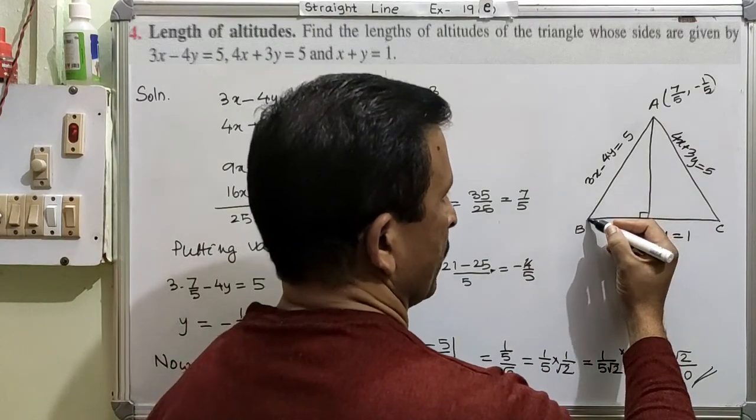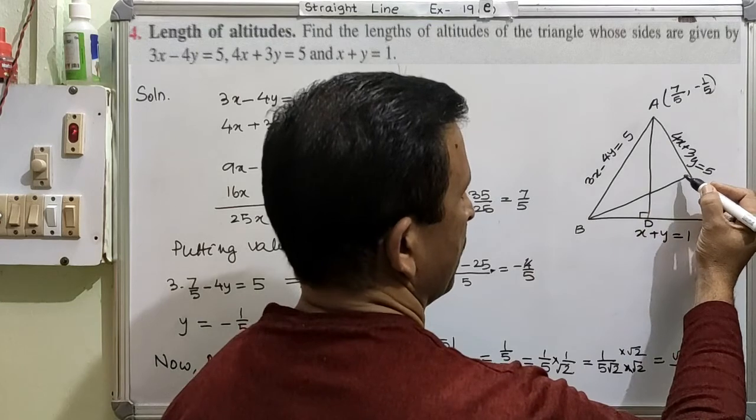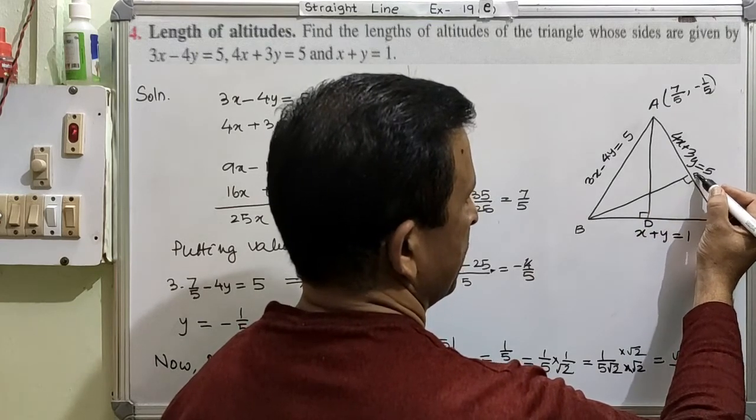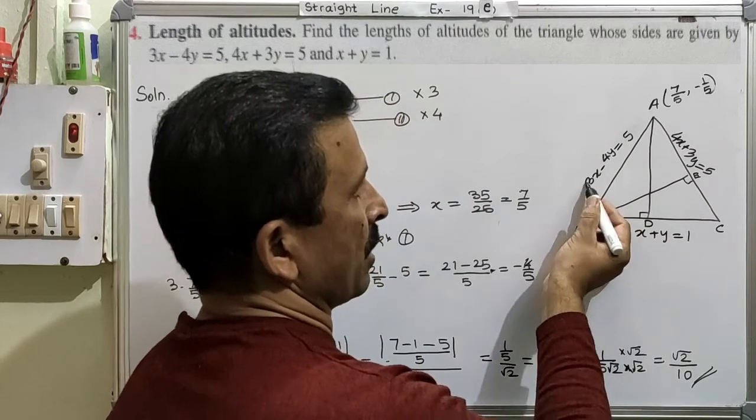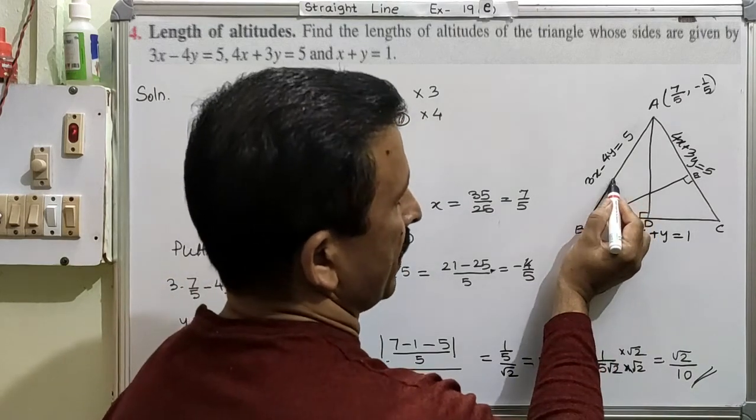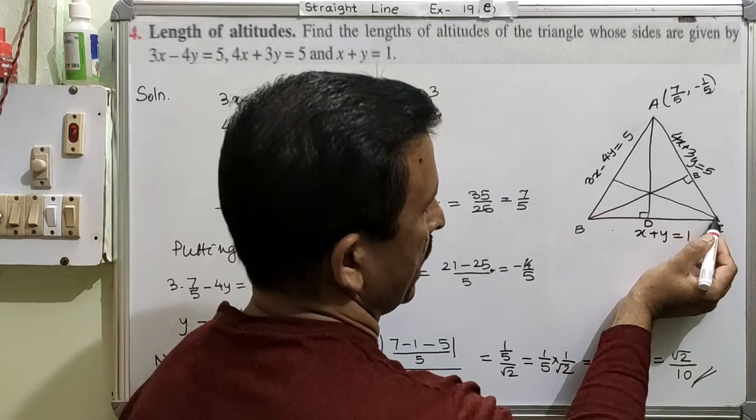Now another altitude we can have is this one, right? Say this is E. So you need to find the coordinate of this point by solving these two equations. And then the third one is this altitude, clear?